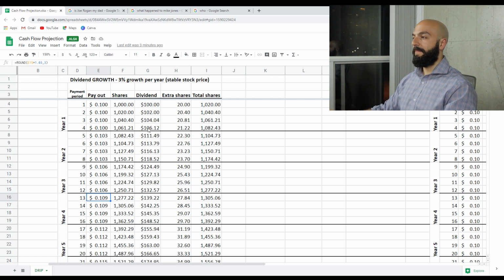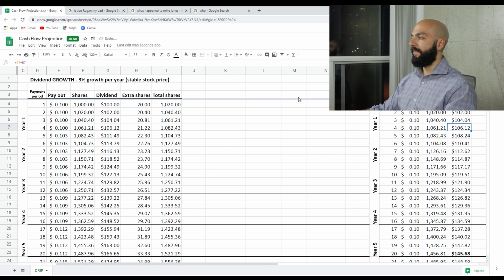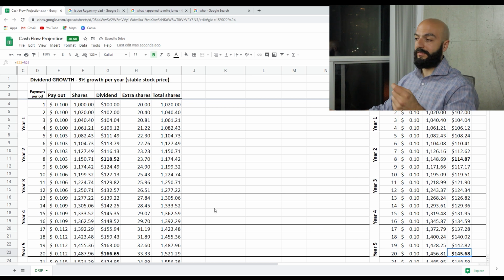But let's take a look. At the end of year 1, we're at $106, which is consistent. Let me make this smaller actually. End of year 1, dividends didn't increase. We're at 106 here, 106 here. But let's take a look at the end of year 2. We're at $118 versus $114. This is just from 1 year of increase. Let's take this further. Let's look at 5 years. $166 versus $145. This is with reinvested dividends increasing growth 3% a year.